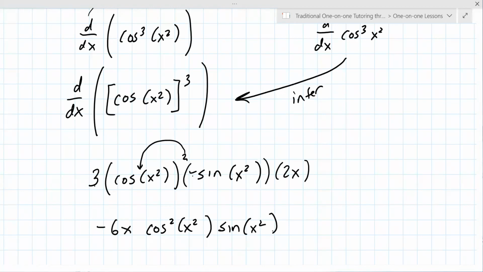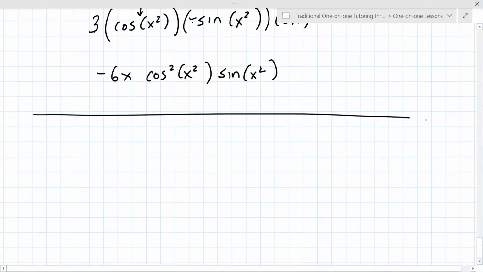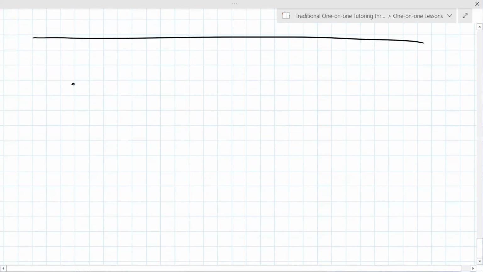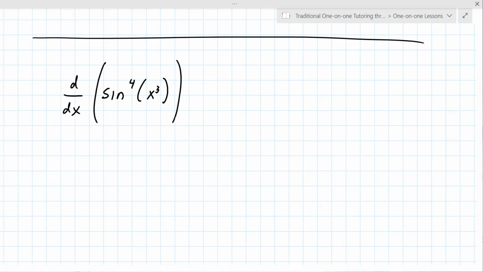Yes. So let me give you one like this. d dx of sine to the 4th of x cubed. So it'd be sine, or no.